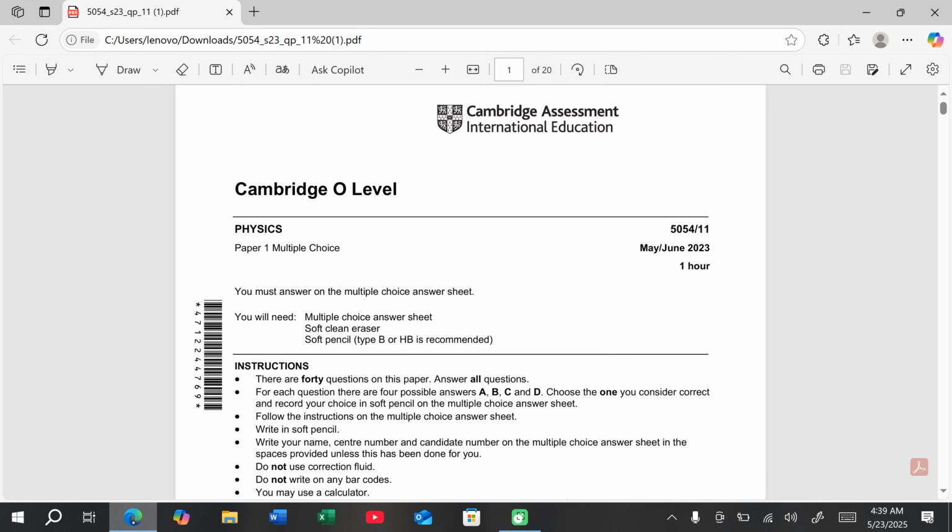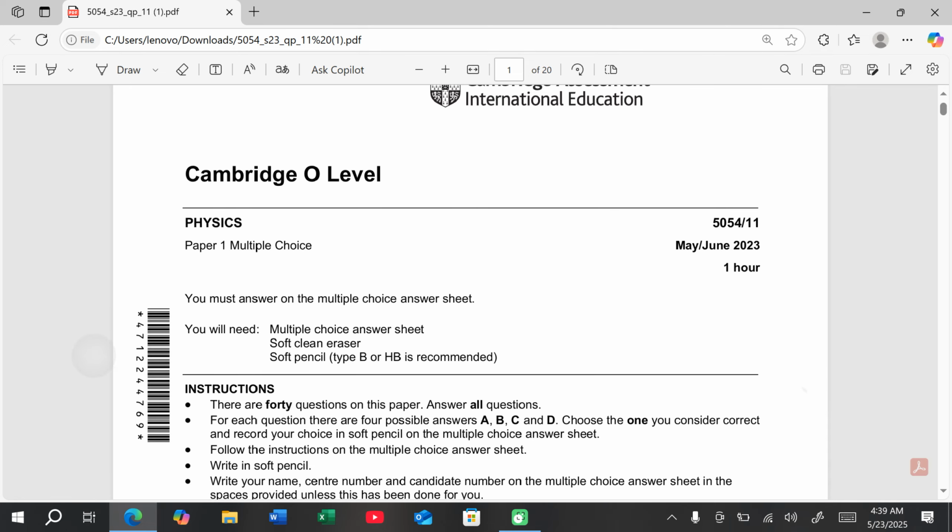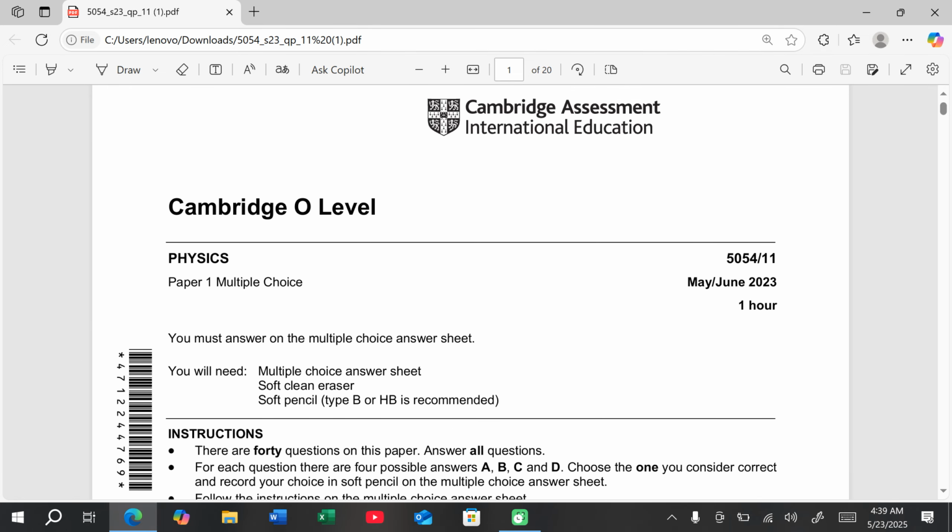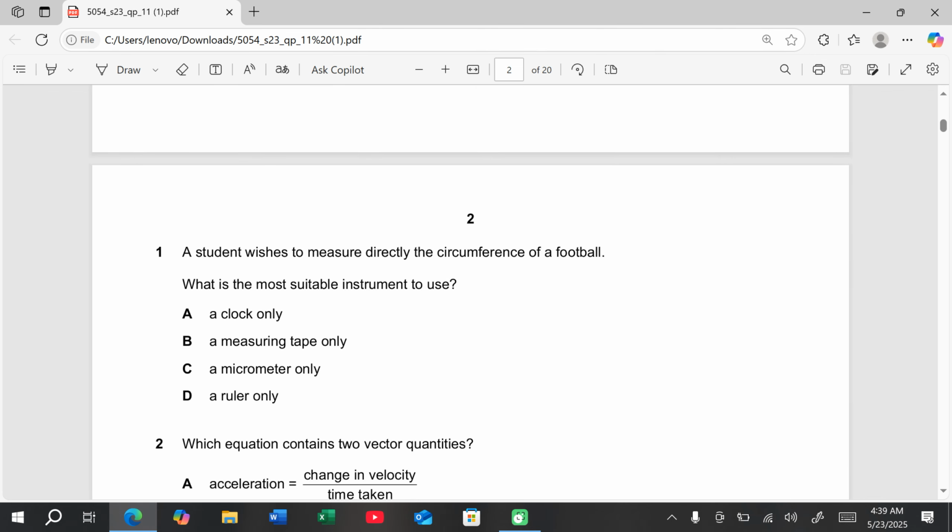Today we're going to discuss Physics O Levels, May June 2023, Paper 1, Variant 1. So let's start with the first question.